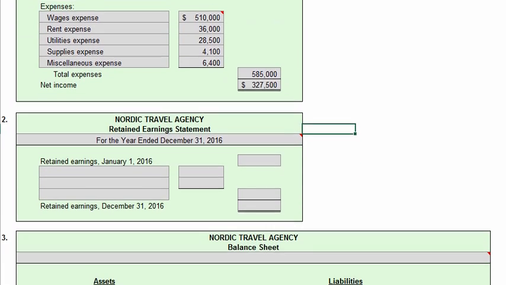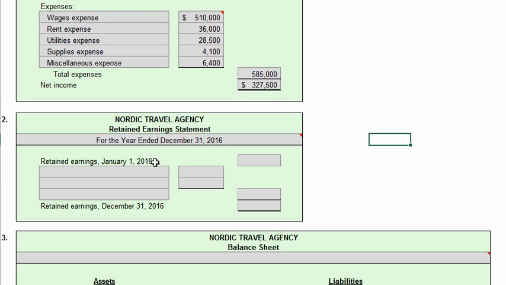Okay, now remember I mentioned this and we went over it in the lecture, but retained earnings is increased by net income or profit for the year. It's decreased by dividends declared, or in this case, I guess dividends declared and paid are the same thing. We don't need to get into that now. But it's increased by net income or profit, decreased by net loss and dividends.